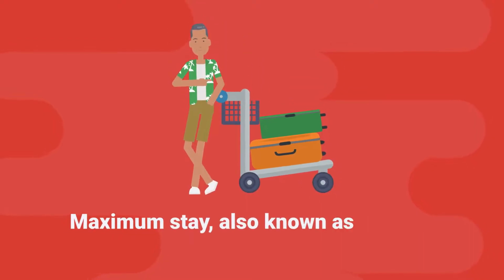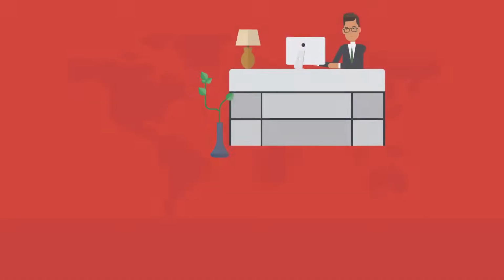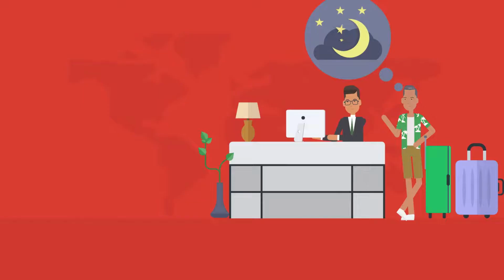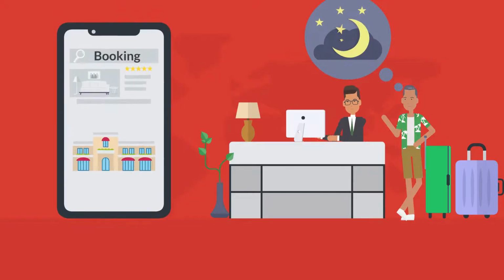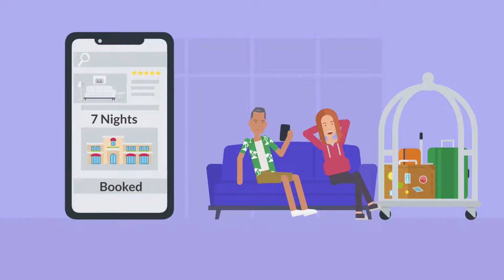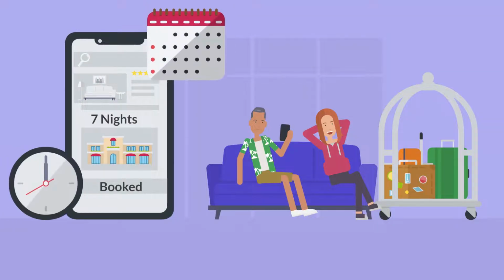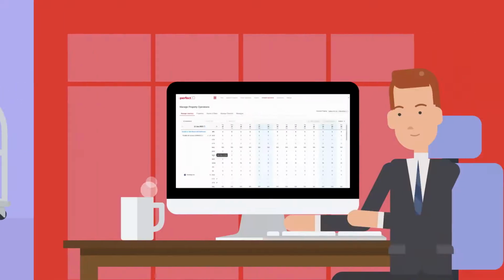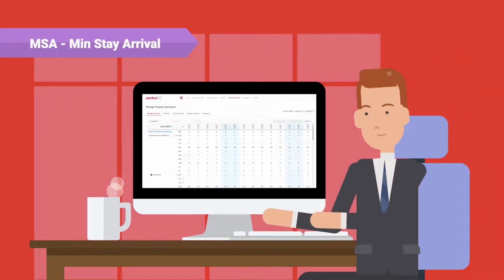MXS, max stay. Maximum stay, also known as max stay, sets a limit on the number of consecutive nights a guest can stay in a property. For example, if the maximum stay is set to 7 nights, a guest cannot stay for more than 7 nights in a row.